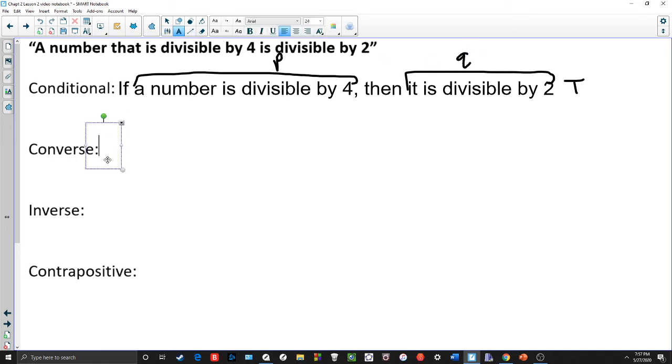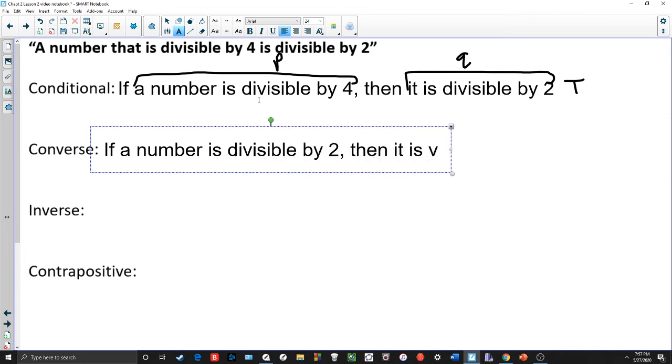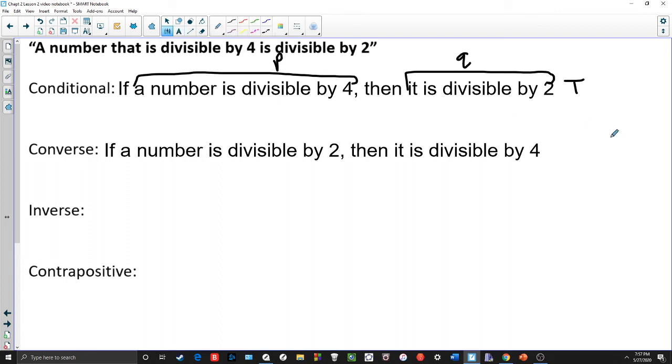So what's my converse? The converse is the flipped form of this. So if a number is divisible by 2, then it is divisible by 4. That would actually be a false statement. So I need to provide a counterexample if I'm going to say it's false. And my counterexample would simply be the number 6. So 6 can be divided by 2. So 6 divided by 2 is 3. So it's divisible by 2.